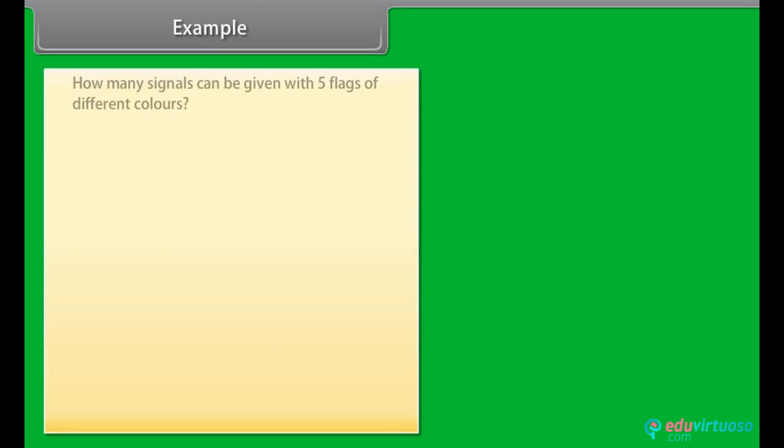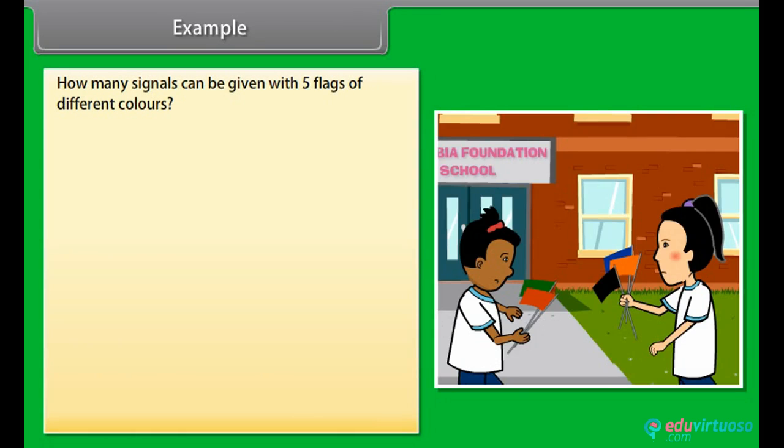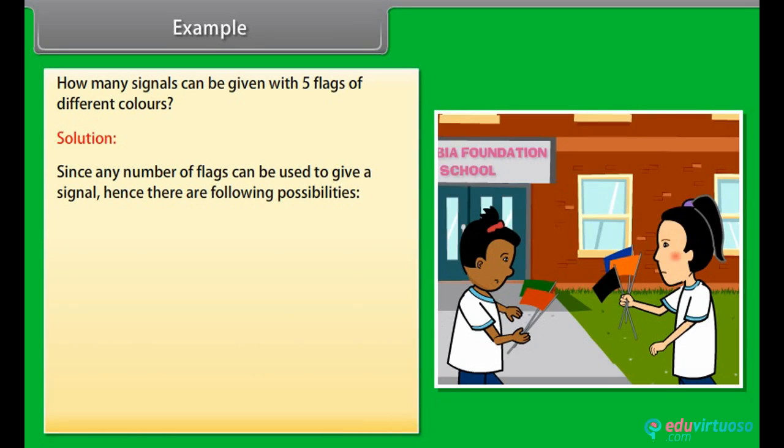648. How many signals can be given with 5 flags of different colors? Solution. Since any number of flags can be used to give a signal, hence there are following possibilities. 1. Number of ways when only one flag is used is equal to 5P1 is equal to 5.